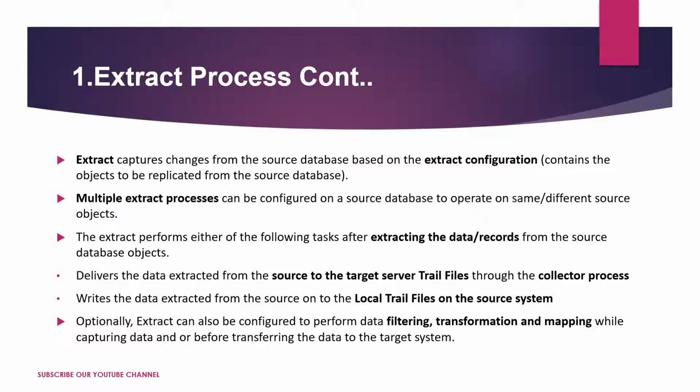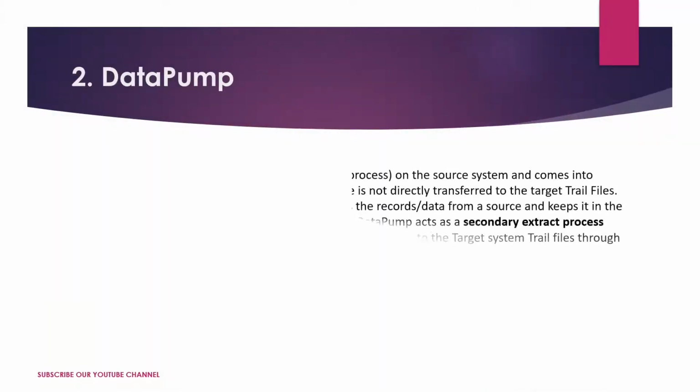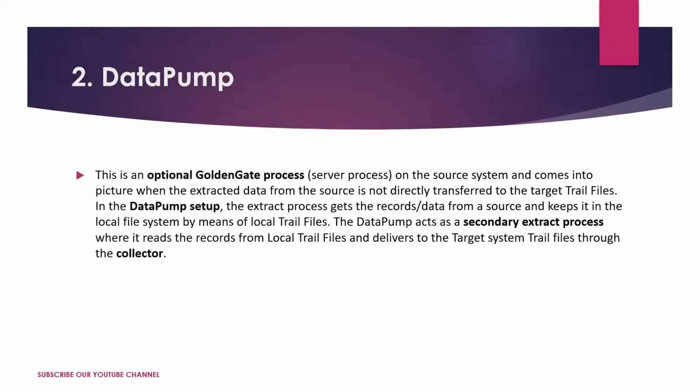Optionally, extract can also be configured to perform data filtering, transforming, and mapping while capturing the data, before transferring the data to the target system. This is an advanced feature that we can also use: filtering, transformation, and mapping while capturing the data before transferring. So let us look at the next component, that is the data pump. A data pump is an optional GoldenGate process that we have seen in the architectural diagram previously.